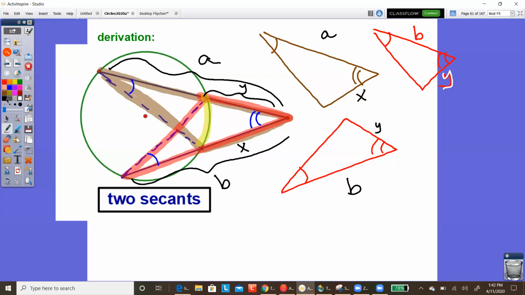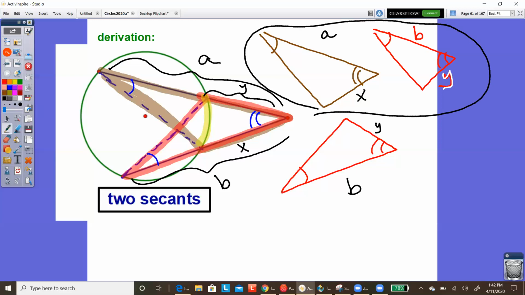Remember, if two triangles are similar, that means that their sides are proportional. So I'm going to look at these two triangles and I'm going to make a proportion. There's others that I can do, but I'm going to say A over X equals B over Y. And if I cross multiply, I would have A times Y equals B times X. And that's basically what the relationship is.